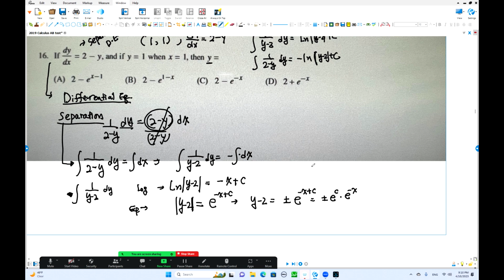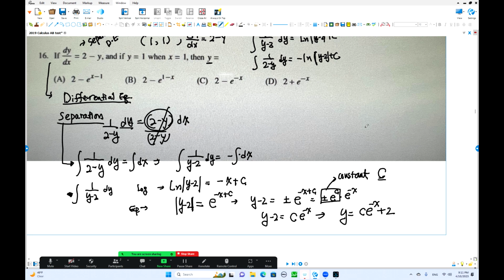But this one is also constant, right? So replace it with c again. Again, this is c1, so put c1 and there is now c. You can let this be the c. So y minus 2 is equal to c e to the negative x. That's it. Let's simplify and express y: add 2 to both sides. y equals c e to the negative x plus 2.